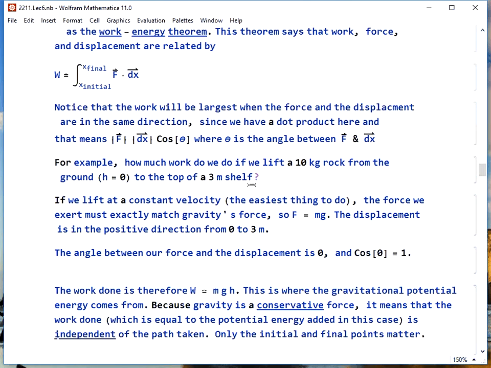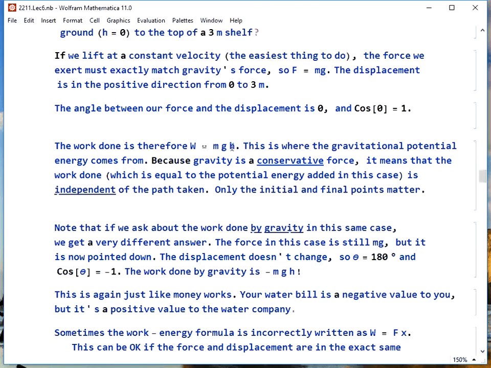For example, if we want to lift a 10 kilogram rock from the ground where h equals 0 to the top of a 3-meter shelf, how much work do we do? We're going to lift at a constant velocity and it can be arbitrarily slow. So the force we exert will essentially be exactly the same as gravity's, mg. The displacement is 3 meters. The angle between force and displacement is 0 because they're both pointed up. Cosine of 0 is 1, so the work we do is mgh. This is where we get gravitational potential energy.